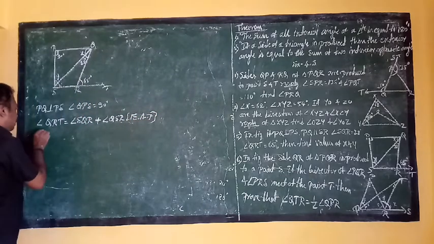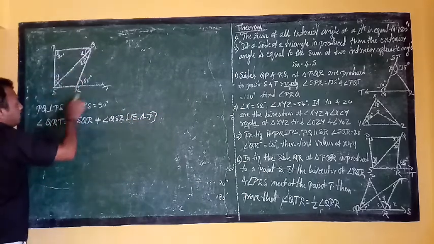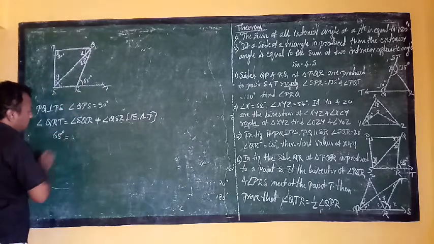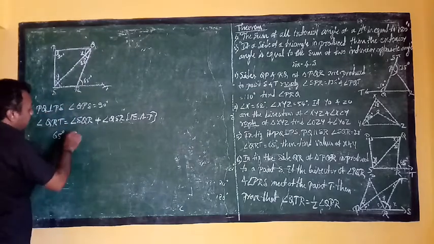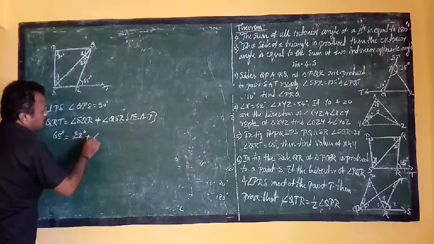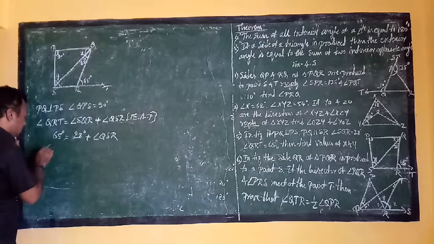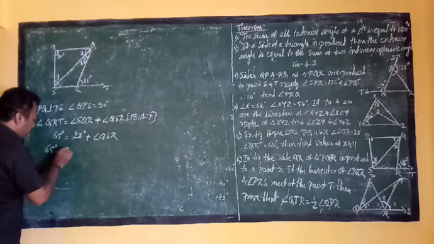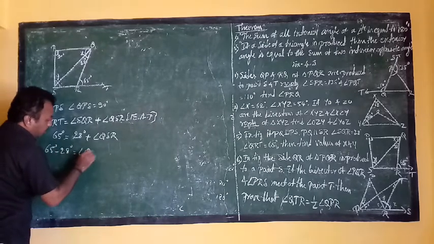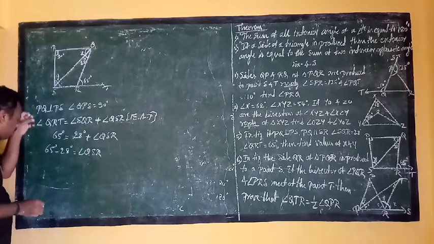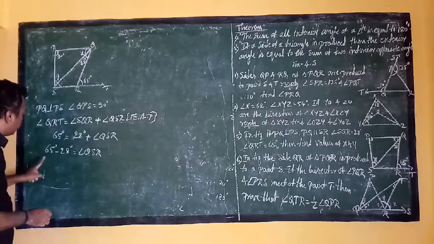Okay. See, QRT how many degrees? QRT is 65 degrees. It is equal to SQR, how many degrees? 28 degrees, plus QSR, which we want to calculate. So if we subtract 28, 65 degrees minus 28 degrees is equal to angle QSR. So what is that? 65 minus 28.